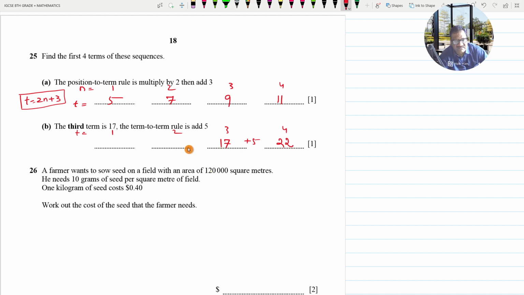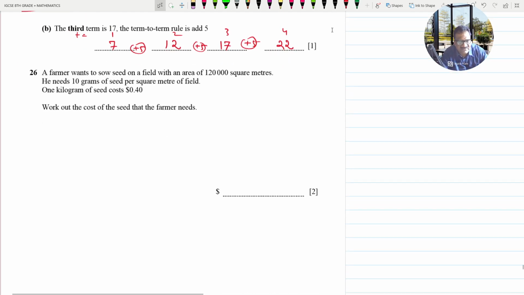And this term plus 5 should give you 17, so 17 minus 5 will be 12. So 12 will be this term, and 12 minus 5 will be 7. You have to add 5 to each term to get the next term. So 7 plus 5 is 12, 12 plus 5 is 17, 17 plus 5 is 22. So your sequence is 7, 12, 17, and 22. Right, so that was question number 25. Question number 26.